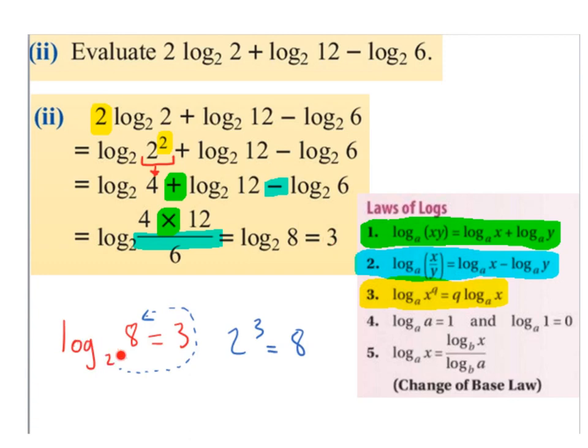Because log base 2 of 8 equals 3, because using our scorpion tail method, 2 to the power of 3 equals 8. 2 to the power of 3 equals 8, so we end up with 3.